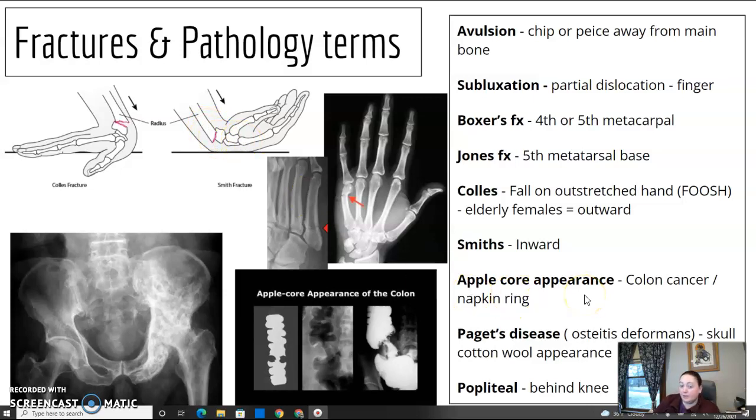The apple core appearance is colon cancer in the large intestine, so you would see that in a BE, or it looks maybe like a napkin ring is wrapped around, but that's what that looked like. Paget's disease, or it might be referenced as osteitis deformans. The skull will have a cotton wool appearance, but often I see it as the pelvis picture here. See this sort of fuzzy, it looks like cotton wool in here. And then popliteal is behind the knee.